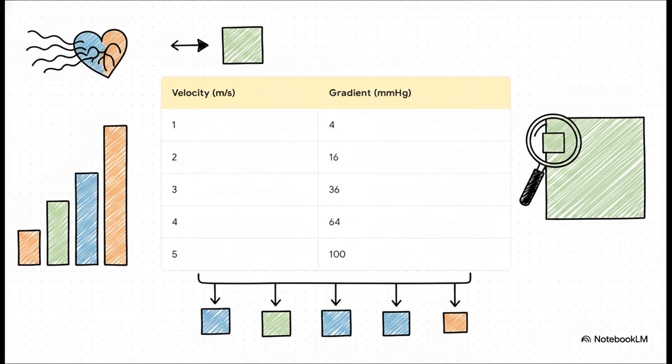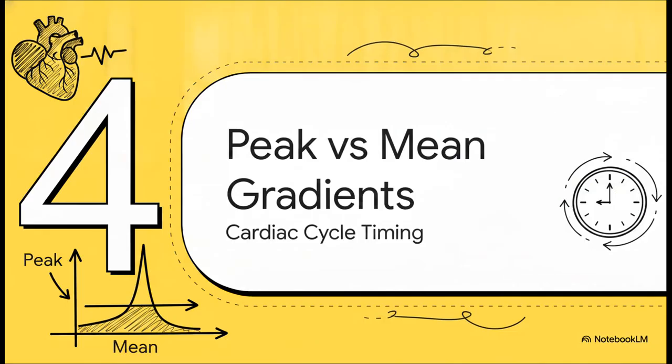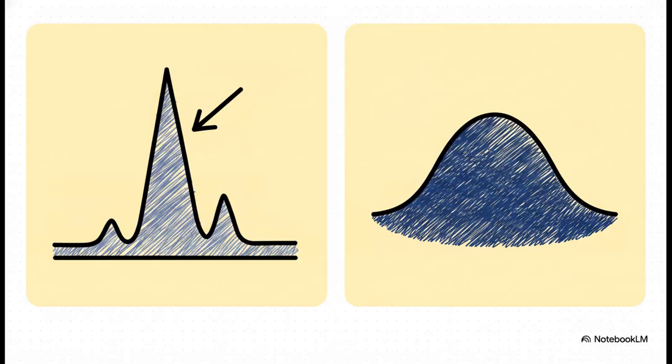This right here is exactly why your Doppler measurements have to be so incredibly precise. Just a microscopic error in measuring velocity is going to completely throw off your calculated pressure. Okay, moving right along to section 4, peak versus mean gradients, cardiac cycle timing. We really need to contrast these two concepts because they get mixed up a lot.